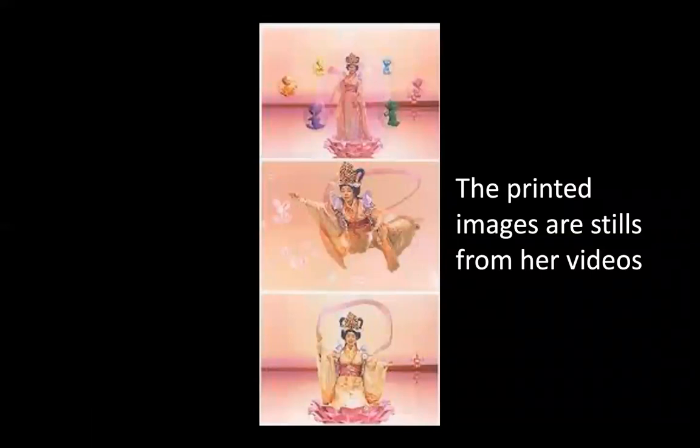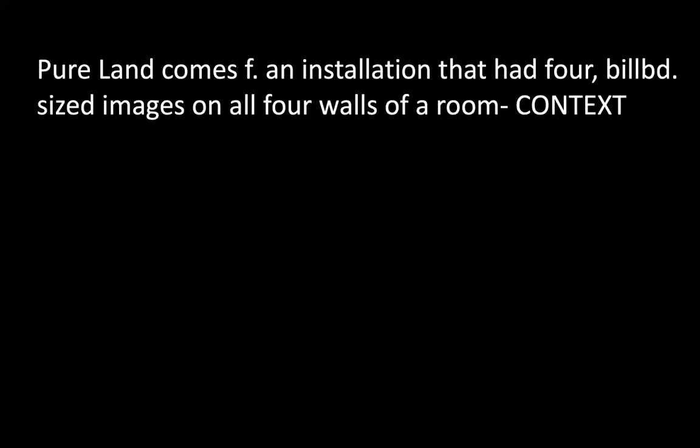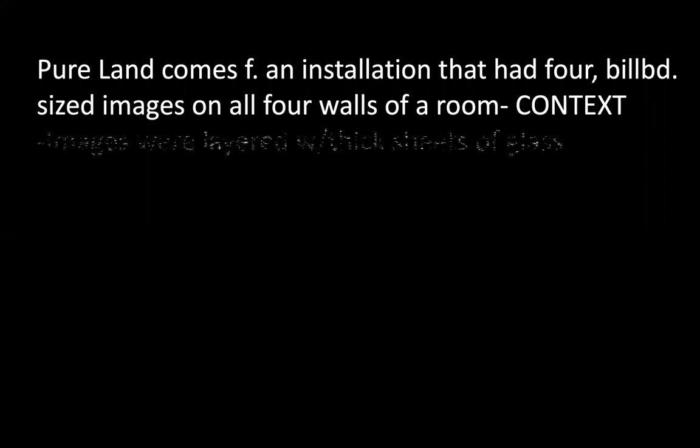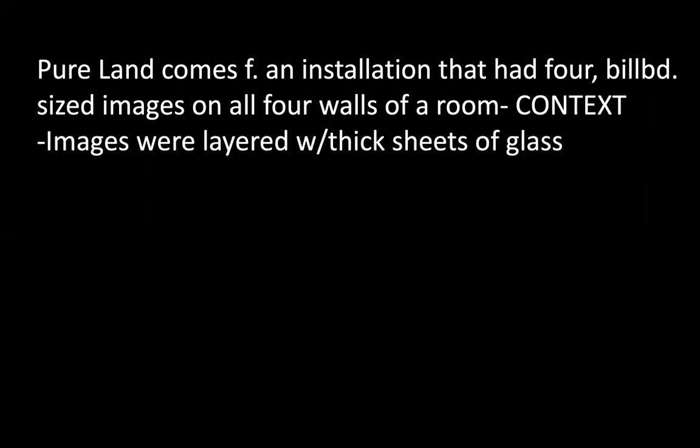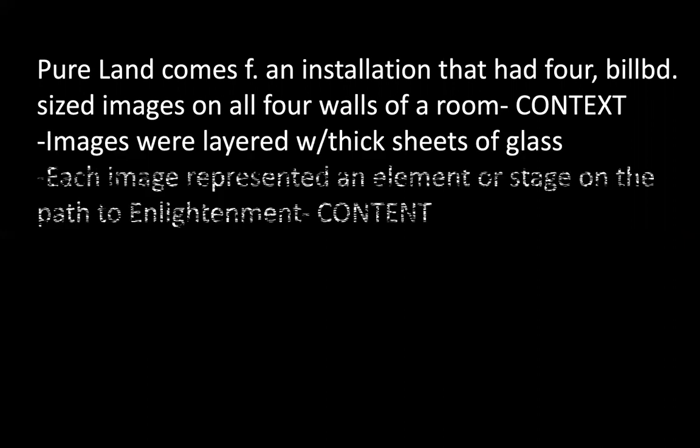Here's an example of what I was talking about. So the printed images, the photograph, that is one of our images in our image set. The printed images are stills from her videos. So there's some different ideas of what would have happened in that Pure Land video. Pure Land comes from an installation that had 4 billboard-sized images on all 4 walls of a room. So this is context because it's something that we can't get just from looking at this. The images were then layered with thick sheets of glass.